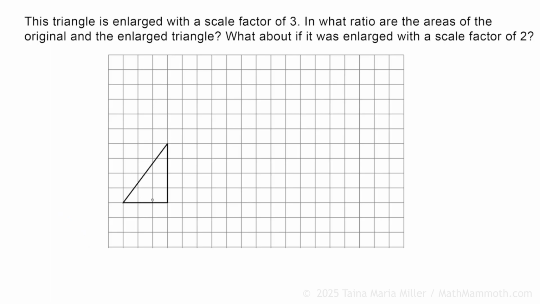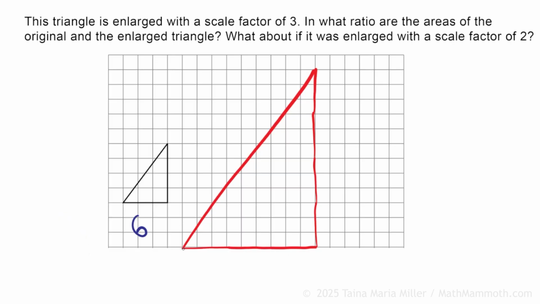That means that this side is 3 units, it becomes 9 units. And the altitude is 4 units, and it becomes 12 units. There we go. The area of this original one is 3 times 4 divided by 2. So 12 divided by 2 is 6 units. I should say 6 square units.